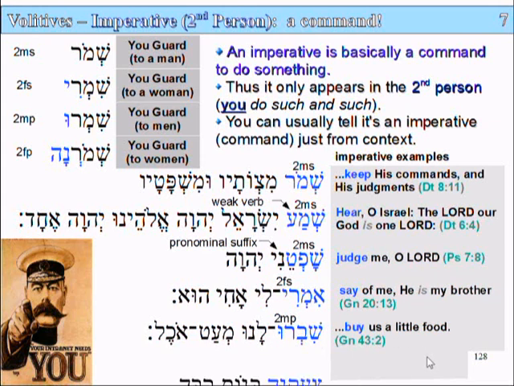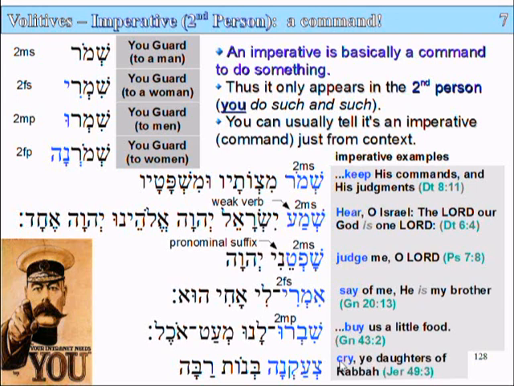Okay, the next and last example. Za'akna banot Rabbah. Well, banot is daughters, and Rabbah is the name of a place. Cry, ye daughters of Rabbah. Za'akna banot Rabbah. So here's the word cry, Za'ak. And who's he talking to? He's talking to a group of women. It's the second person feminine plural. Za'ak na. Okay, so that's the imperative.